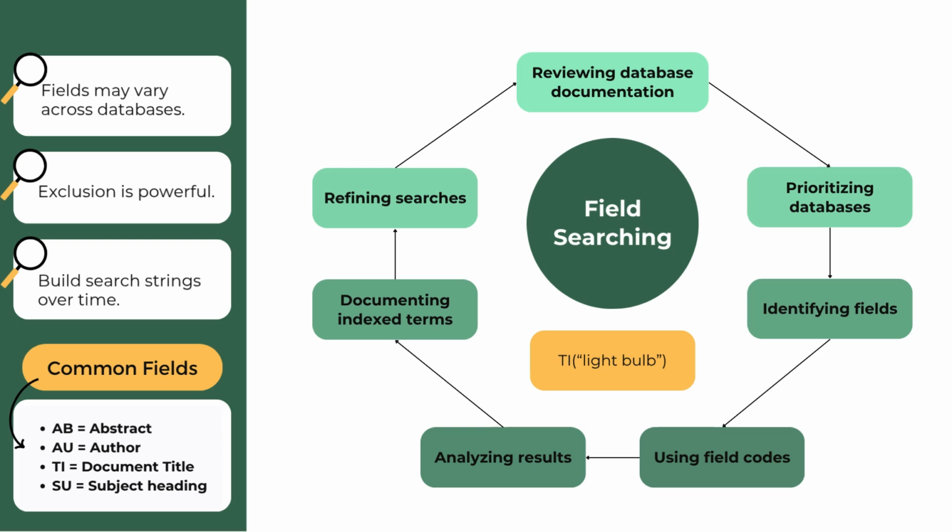These same fields can be manually typed into a search string using the syntax field label, followed by a search term contained in parentheses. Note the provided example, TI, parenthesis, "light bulb" in quotation marks, parenthesis. Here, all documents with the words light bulb in the title are retrieved. On the left, TI, or document title, is listed among the most common field codes.